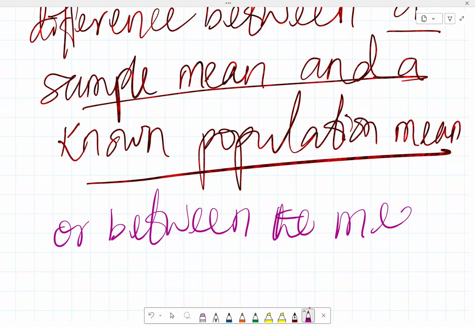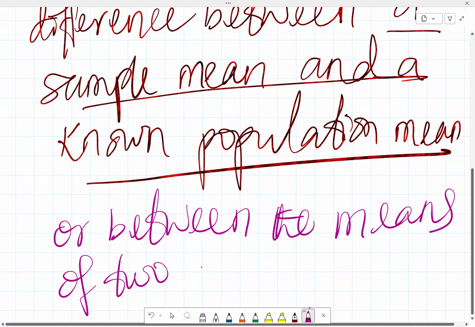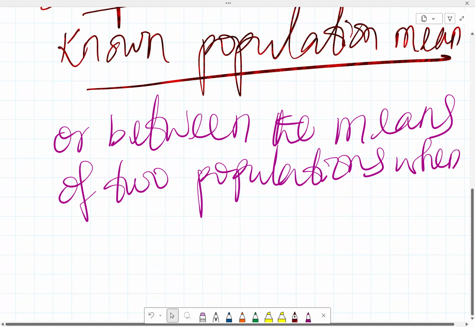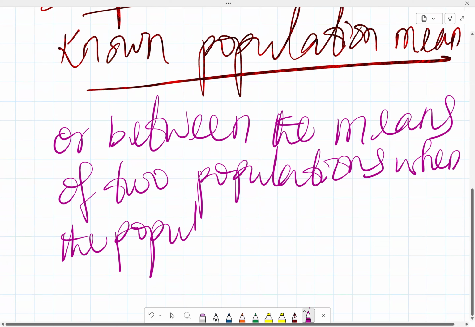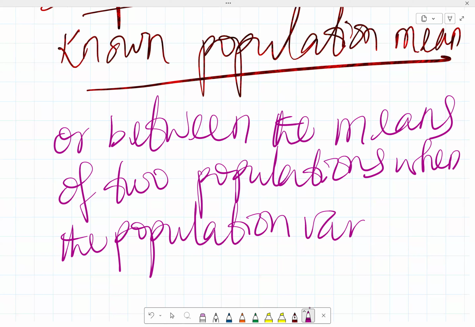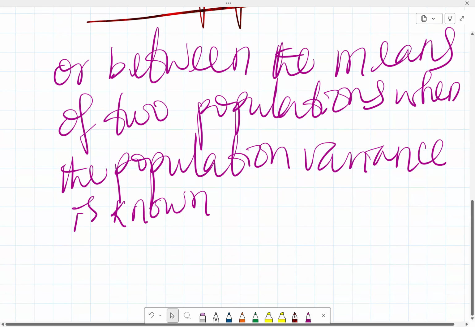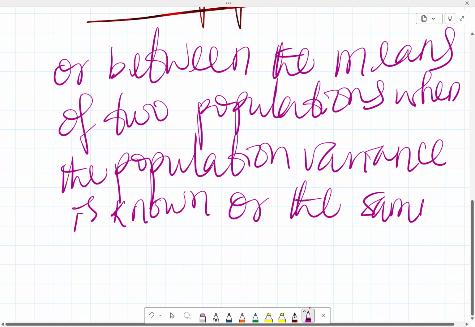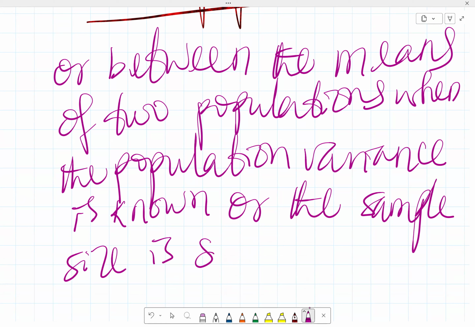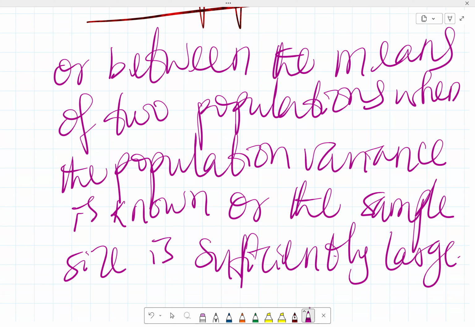The other way is between the means of two populations, when the population variance is known, or the sample size is sufficiently large. I mean, the data set I used for the t-test is normally not expected to be considered sufficiently large, but I went ahead and did that because we'll still get results.